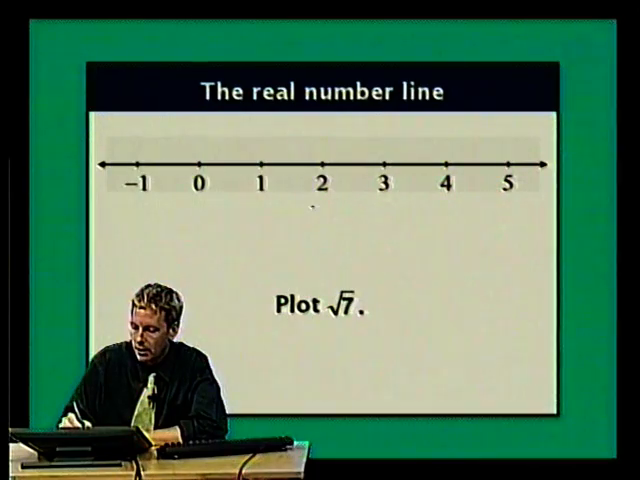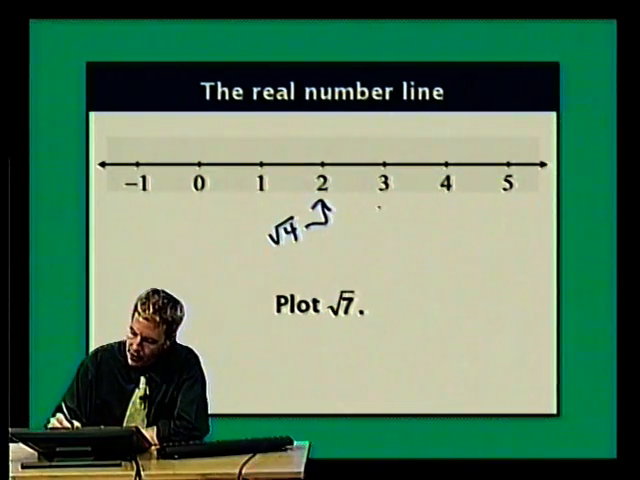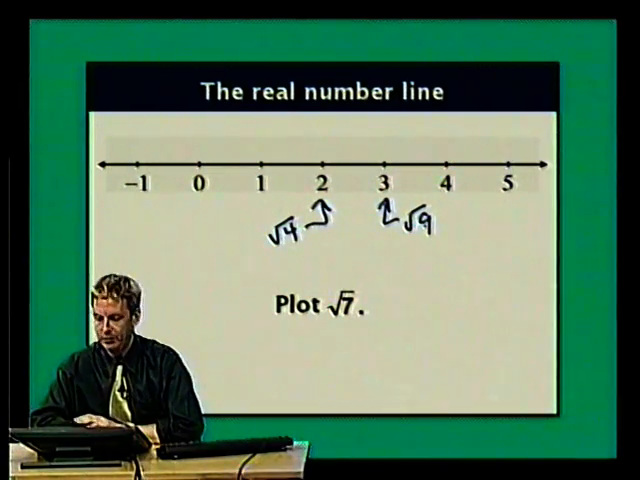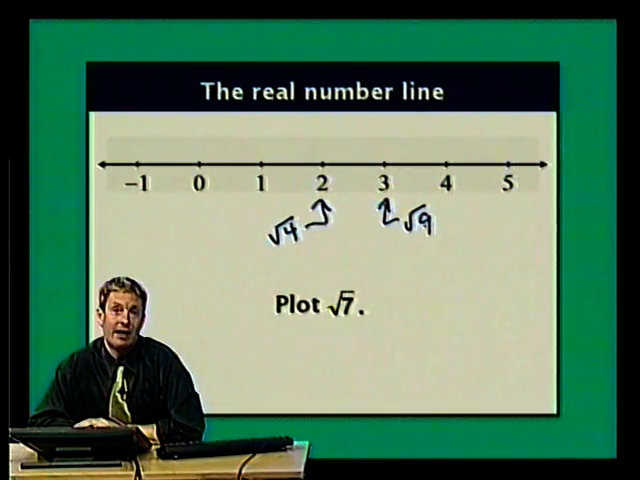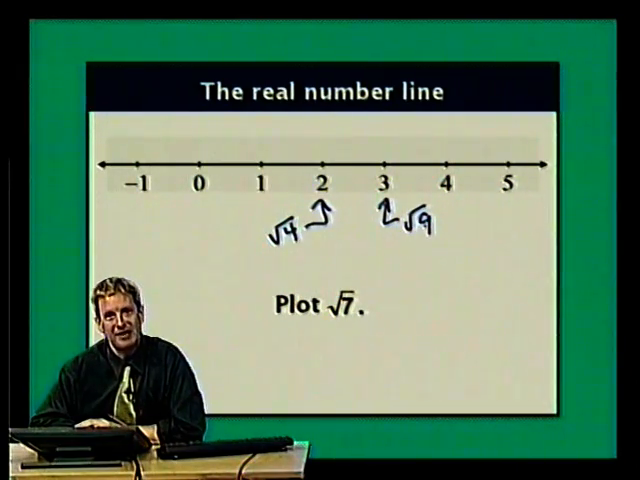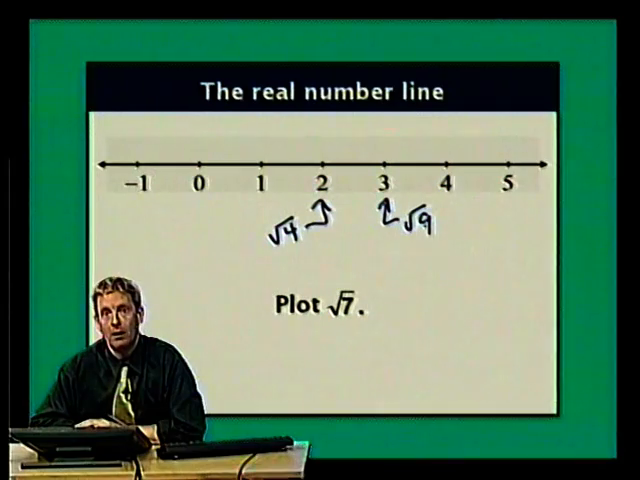Because 2 is the square root of 4, because 2 is the positive number that you square to get 4, and 3 is the square root of 9, because 3 is the positive number you square that gives you 9, and since 7 is between 4 and 9, it seems to me to make sense that the square root of 7 would be between the square root of 4 and the square root of 9.